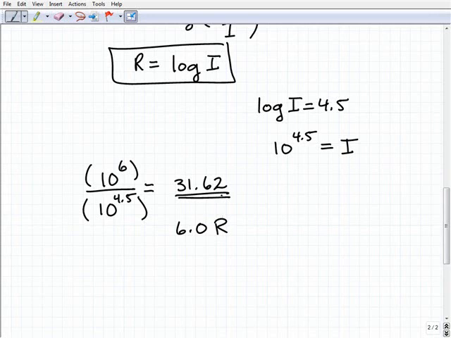So 31.62 times stronger, a 6.0 versus a 4.5 on the Richter scale.